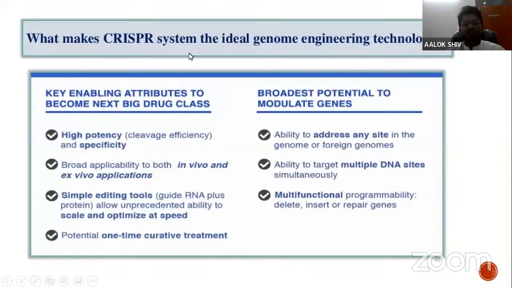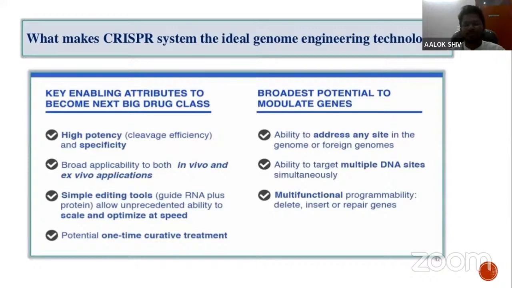So what makes the CRISPR-Cas system the ideal genome engineering technology? As I've discussed earlier, the most important thing in genome editing technology is one protein which is going to identify the gene of interest that we are going to edit, and the next one is the endonuclease which is going to cut that gene. This is why CRISPR-Cas has brought about a revolution in genome editing, because of its simplicity.